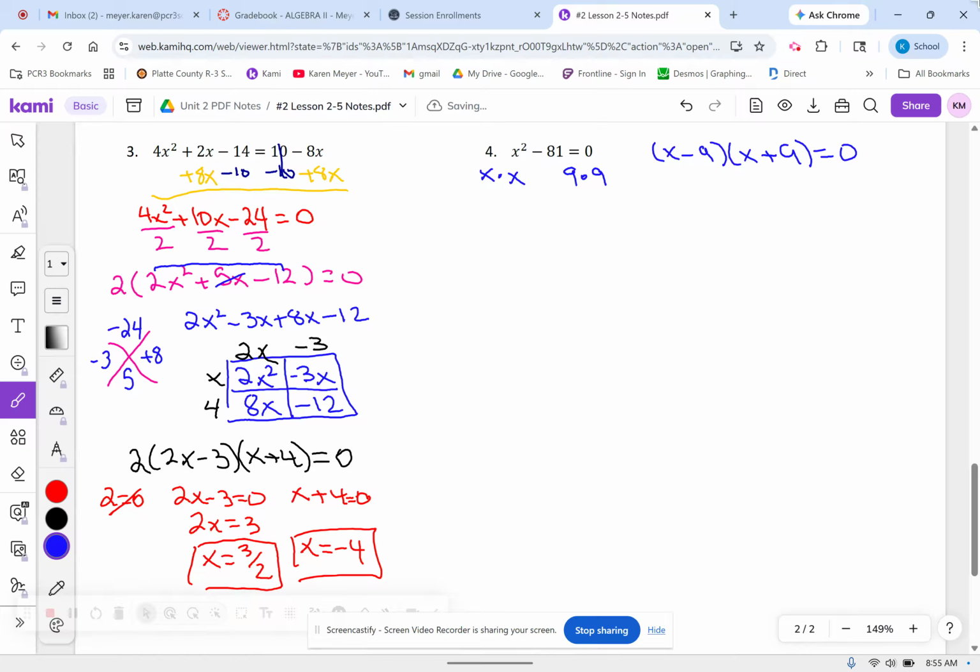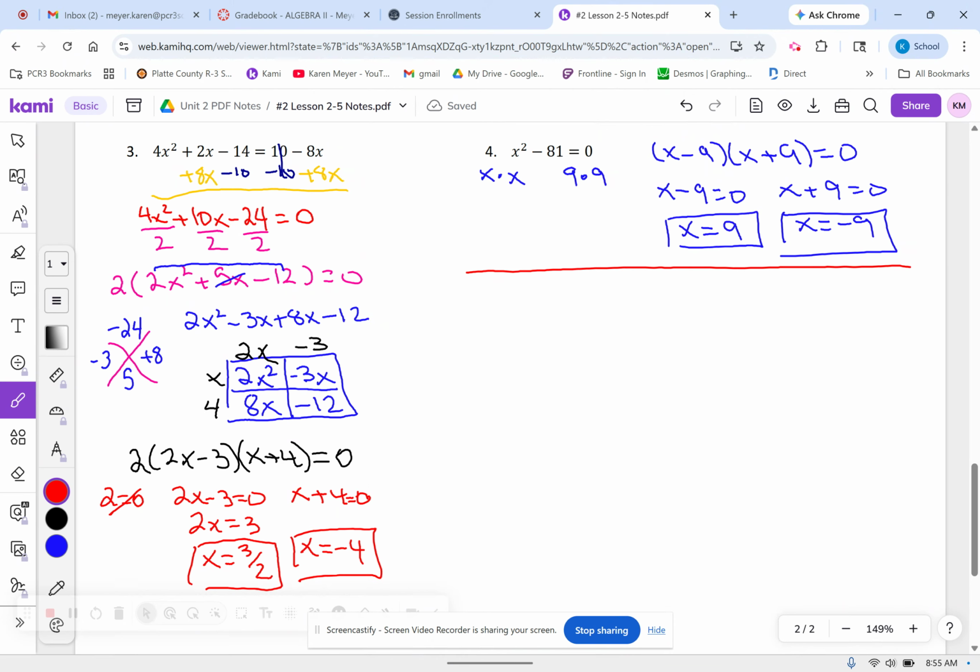Set each parentheses equal to 0, so x minus 9 equals 0, x plus 9 equals 0. So move negative 9 over and it becomes positive 9. Move positive 9 over and it becomes negative 9. And we have our two answers done.